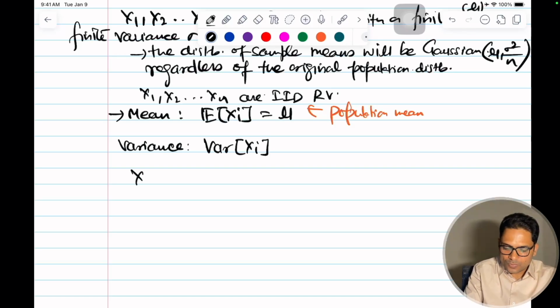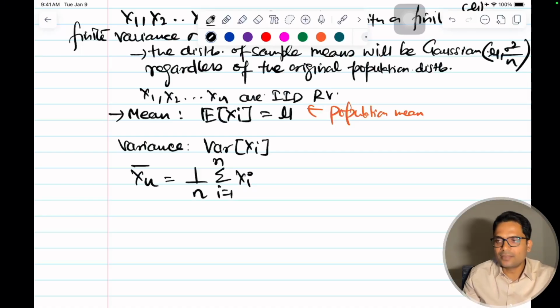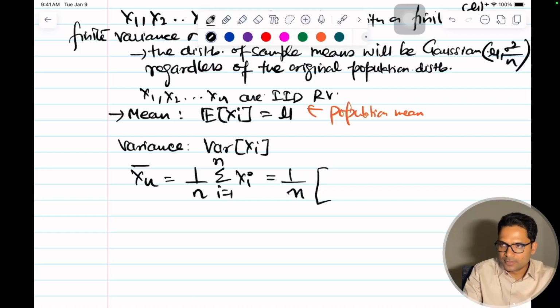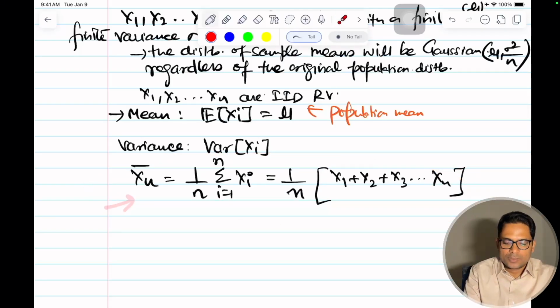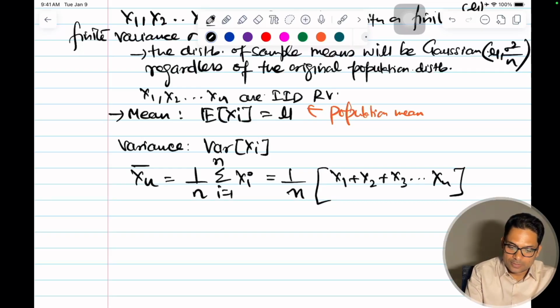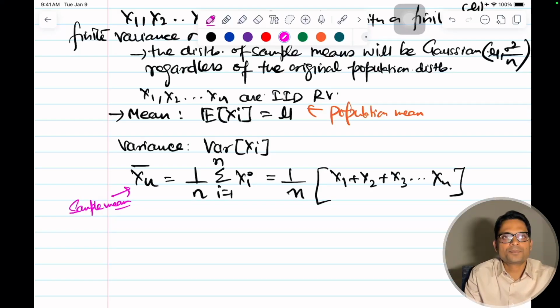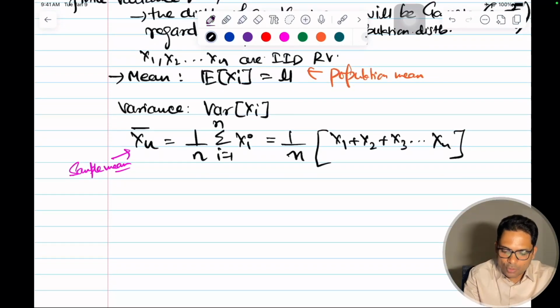Now, what will be my xn bar? The sample mean of all of this. So this will be 1 by n, sigma i equal to 1 to n of xi. So this will be equal to 1 by n times x1 plus x2 plus x3, and so on till xn. This will be my sample mean. Okay, this is your population, this is your sample mean. And now I want to calculate.